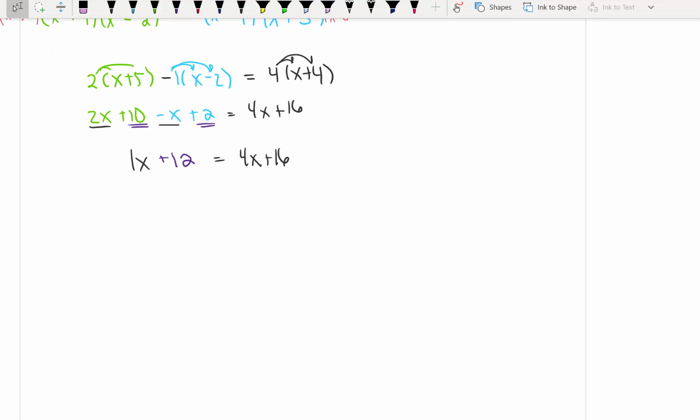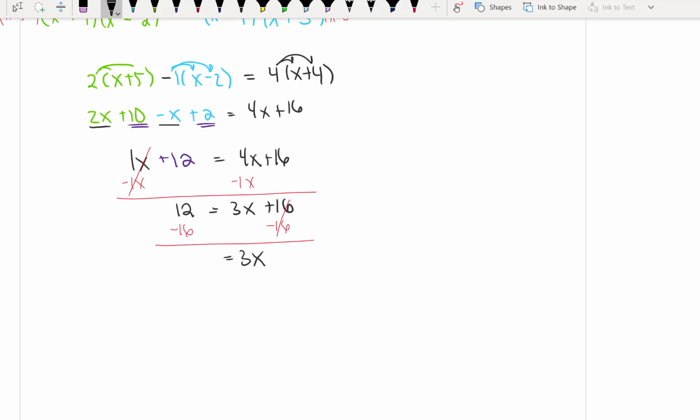So what I can do here is I'm going to subtract a 1x from both sides, so that a positive 12 is equal to a 3x plus 16. So I'm going to subtract 16 from both sides, so that 12 minus 16 gives me a negative 4. So x is going to equal a fraction, and it's going to be a negative 4/3 as my fraction.